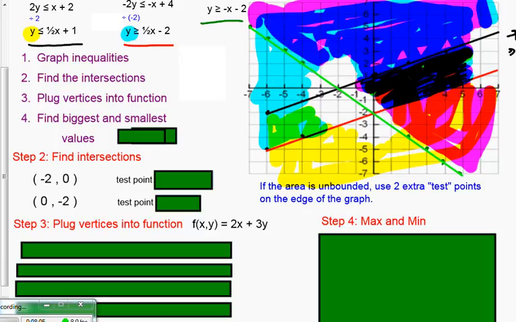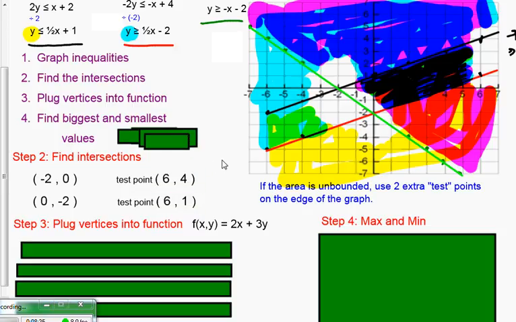So we might use this point right here, 6, 1, or this one up here, 6, 4. Because in both cases, we're kind of moving away from the rest of our vertices, the other coordinates that we have, moving off, continuing up and towards the right. So the other 2 points that we're going to use, these test points, would be 6, 4 and 6, 1.